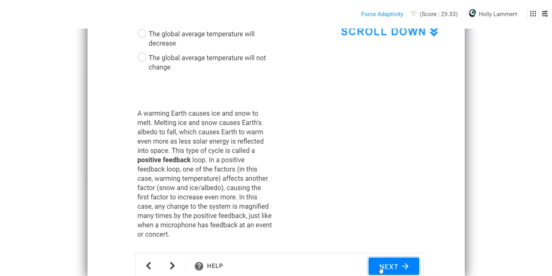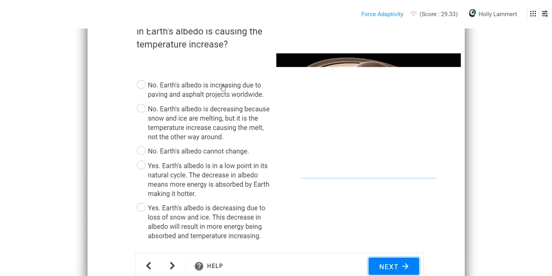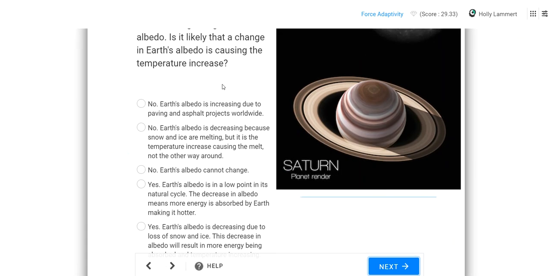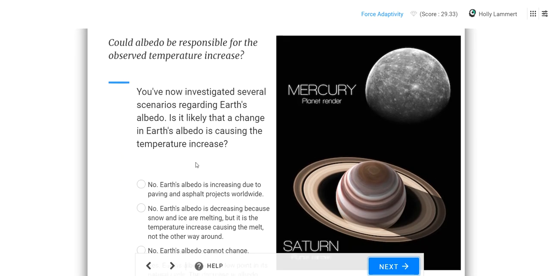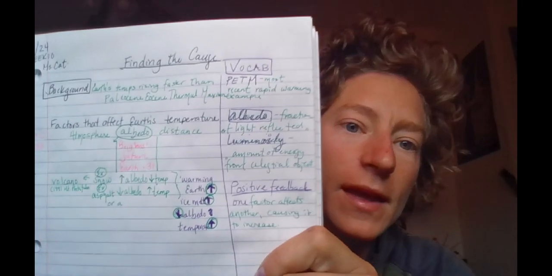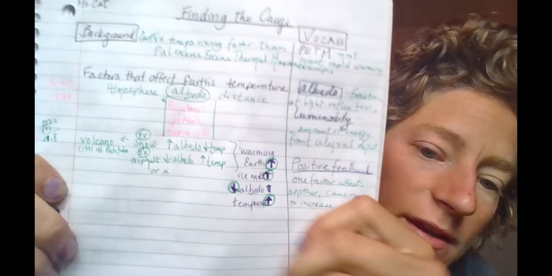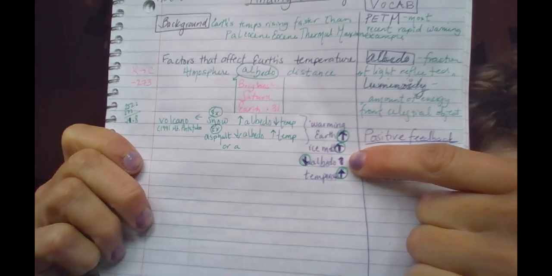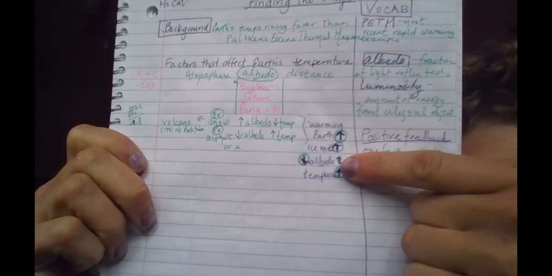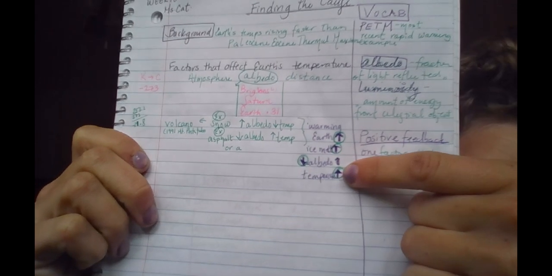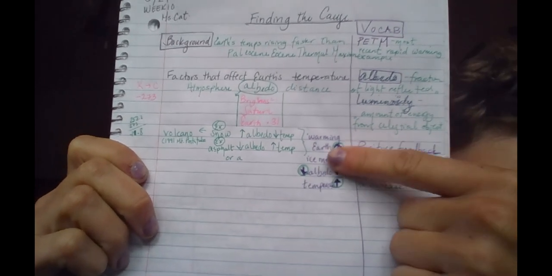Okay, so let's figure out how a positive feedback loop would affect this albedo. Here we go. Could albedo be responsible for the observed temperature increase? Okay, so I just want to show you what my notes look like right now. Right here, I like to make these little arrows to shorthand these effects that happen. So if I already have a warming Earth, that's going to increase the ice melt, decrease the albedo, increase the temperature. And that is the positive feedback loop.